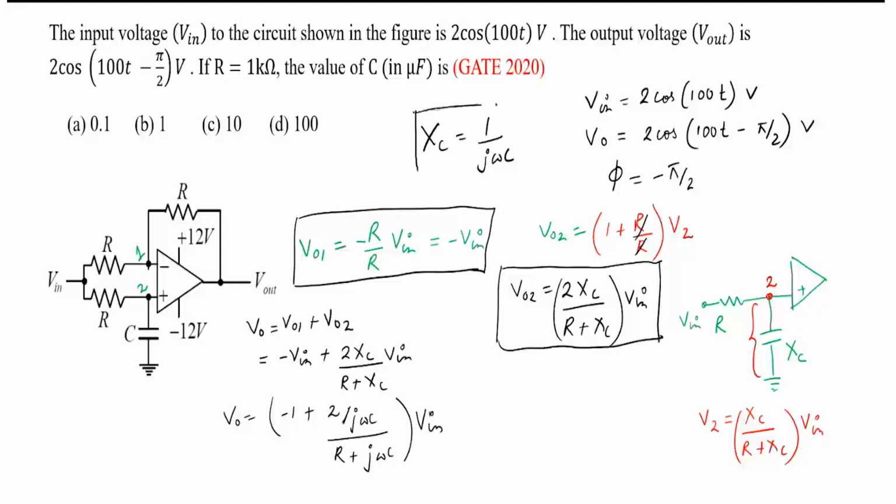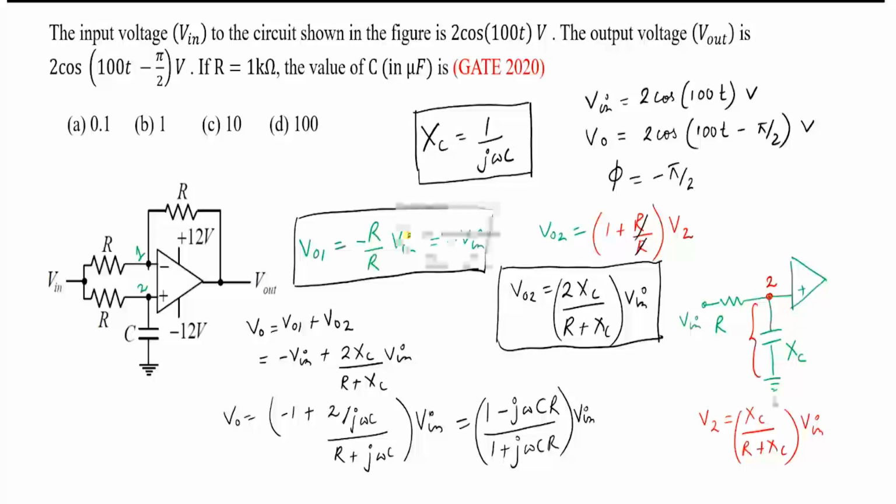I'm using this formula. XC is equal to 1 by j omega C. Now, you can do the mathematics here. This one, I'll just write it down. You can simplify like this: omega CR divided by 1 plus j omega CR. You'll get an expression like this.